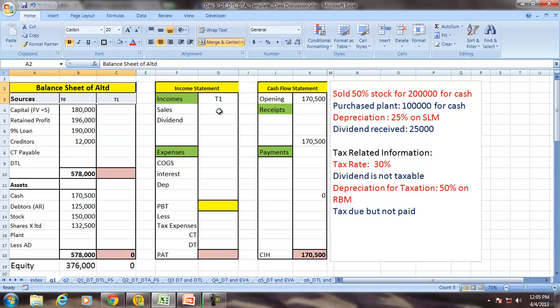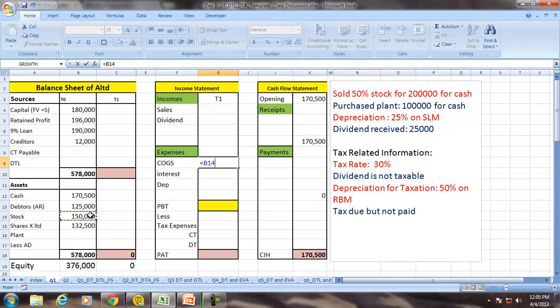financial statements. Sold 50% of the goods, so 50% of the goods is 75,000. 0.50 were sold for 200,000, and the entire sales is for cash. And that leads to the reduction of stock. The stock reduces by 75,000.